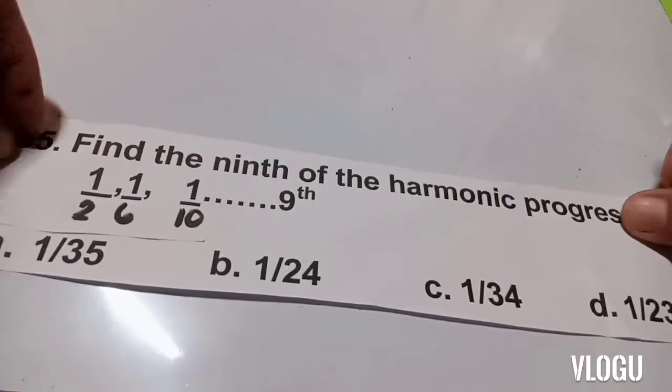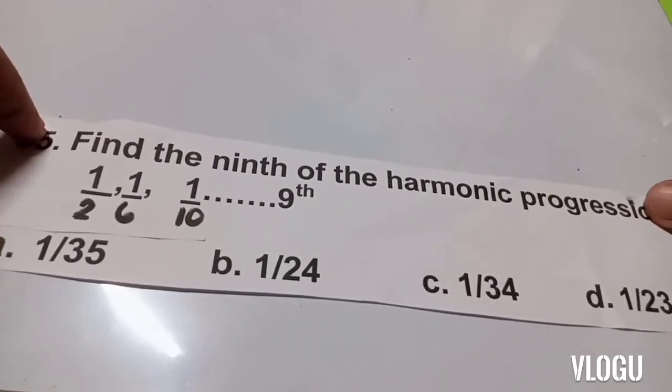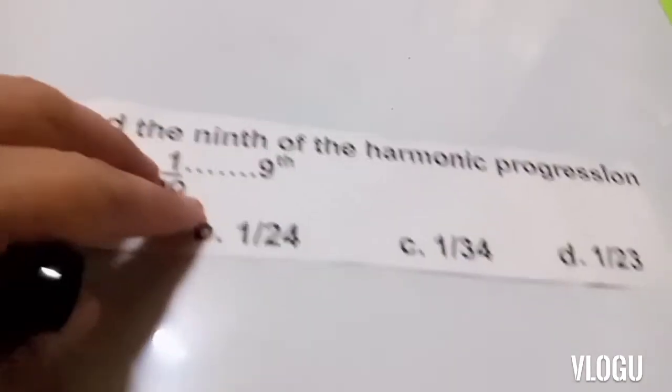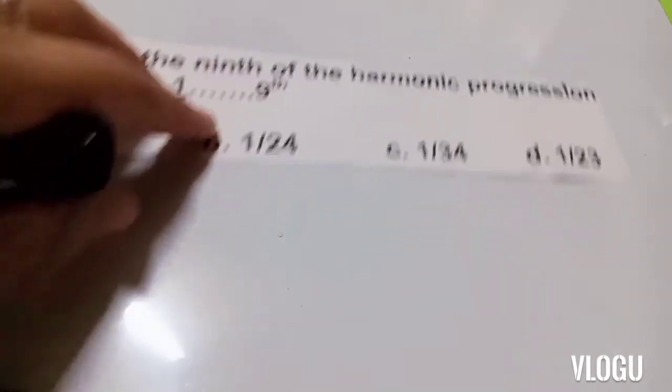So again, let's proceed to number 95. Find the ninth term of the harmonic progression 1/2, 1/6, 1/10. Choices: A, 1/35; B, 1/24; C, 1/34; D, 1/23.